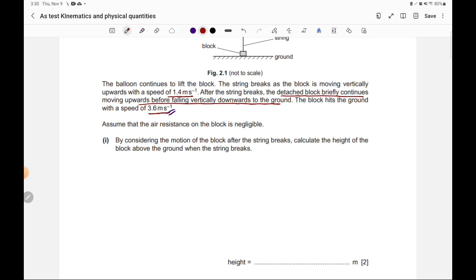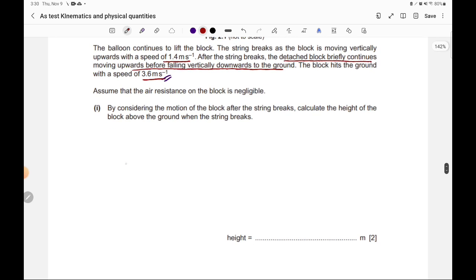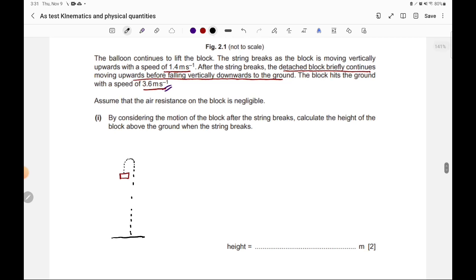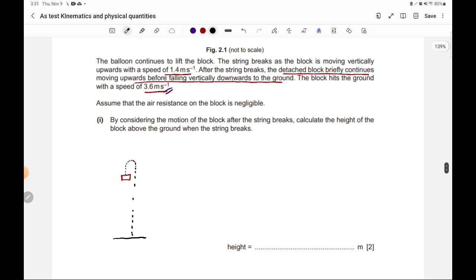So the information is that we need to find the height of the block above the ground when the string breaks. Let's say the block reached this particular position when it was connected with the balloon and then it was disconnected. It had a brief period when it actually rose above that height and then fell all the way down. This is my main question, and my target is to find this height. This is the height that I require.